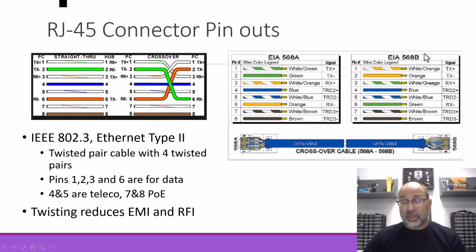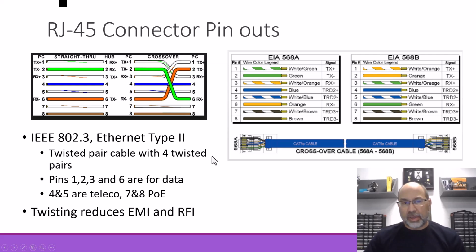This is one of the cabling standards we have. If the other end is also terminated with EIA, or Electronic Industries Association 568B, we have what we call a straight-through cable. If, however, we start one side with EIA 568B and we terminate the other end with 568A, we have what we call a crossover cable, and that's this one right here.